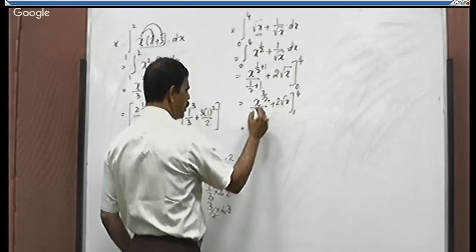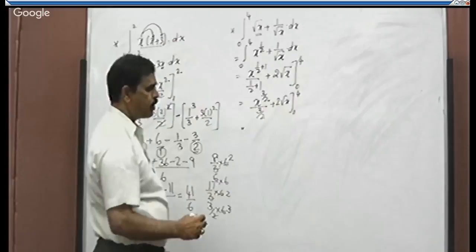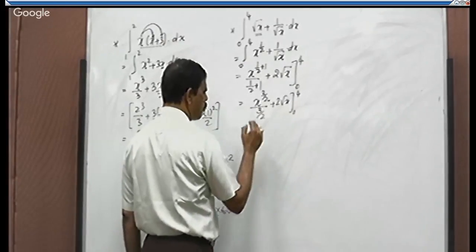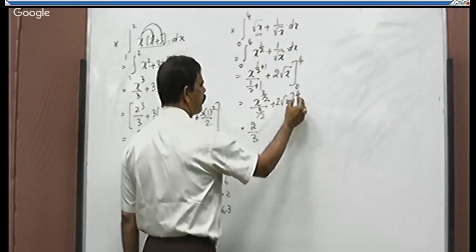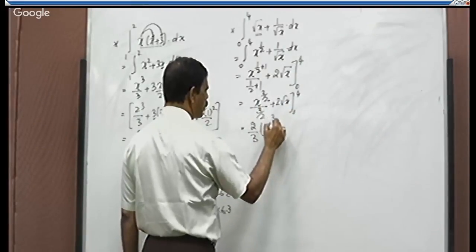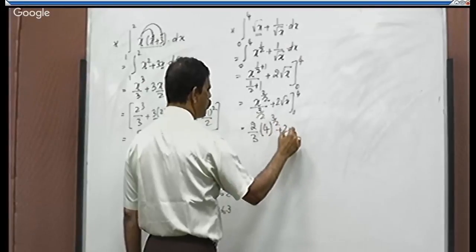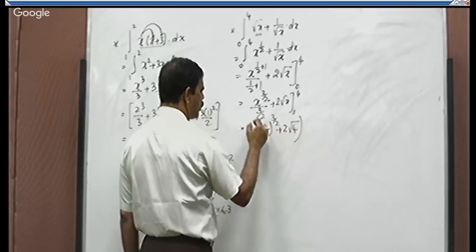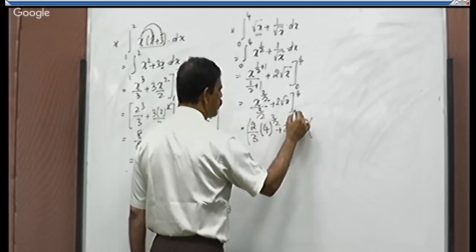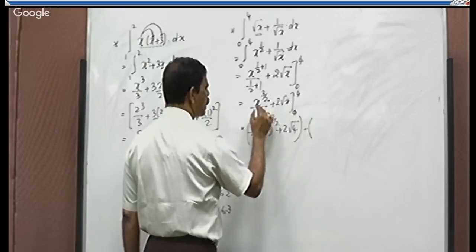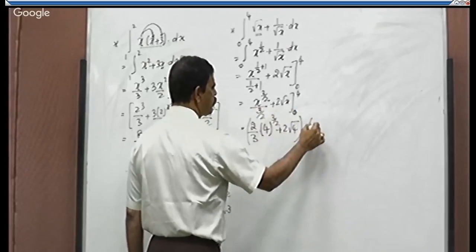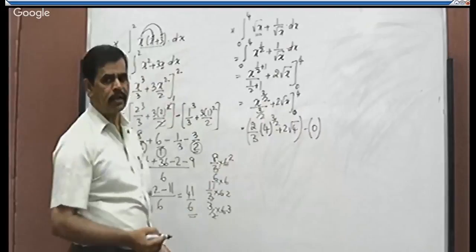Now the denominator is a fraction, so you can just reciprocate it. 2 divided by 3 into upper limit, which is 4. Replace x by 4: 4 to the power of 3 by 2 plus 2 root 4. Applied upper limit. Minus lower limit, what is the lower limit? It is 0. Each term has x, so just substituting zero, you will always get 0. You can directly write 0.